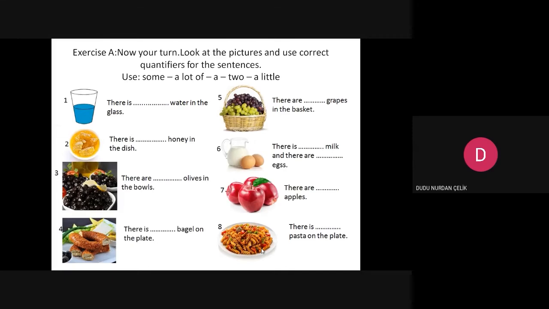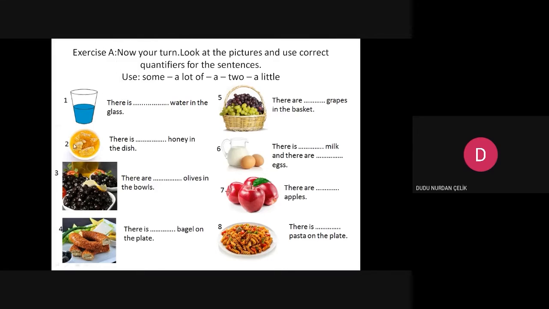Okay, your turn now. Don't be afraid. These are very easy exercises. I'm sure you can do. You are very clever, wise students. I'm sure you listened very well, so you can do it. Look at the first exercise. Okay, a glass and water. Let's do it. Let's do the first one together.